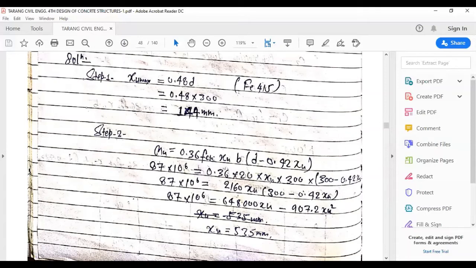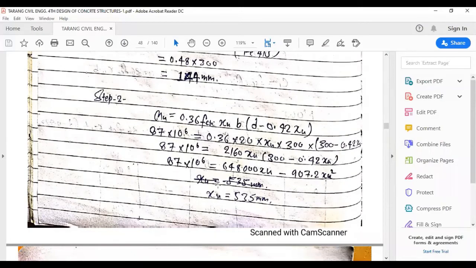The value of XU we will find from here. B is given, D is also given to be 300, 0.42 as it is, and XU we will find out. So transposing the values, we come to an expression which is a quadratic equation. When we solve this quadratic equation, we arrive at a value of XU as 535 mm.